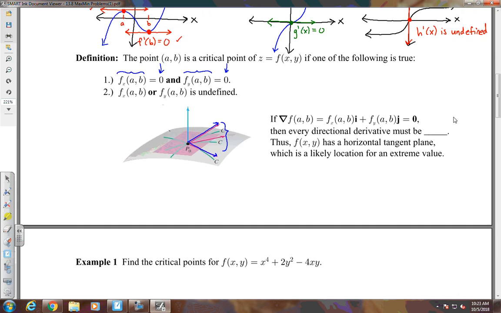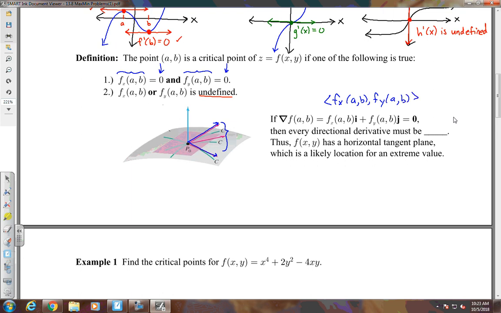If we have f sub x of (a, b) or f sub y of (a, b) undefined, then we would also consider that as a possible critical point. Okay? Relating this to the directional derivative, if del f of (a, b), which is equal to a linear combination of i and j, just a new perspective. Remember, this is equivalent to f sub x of (a, b), f sub y of (a, b), angle bracket notation.